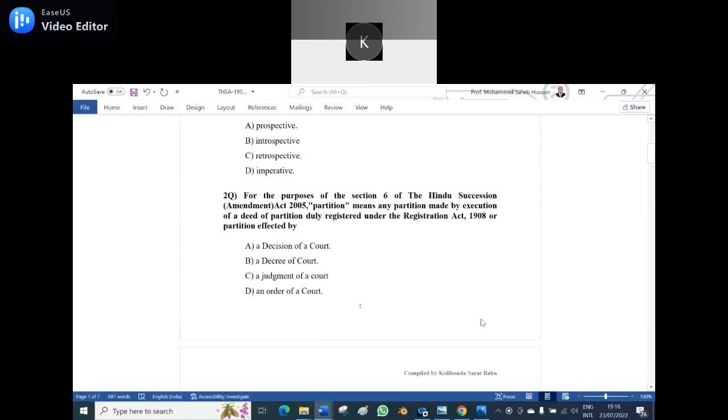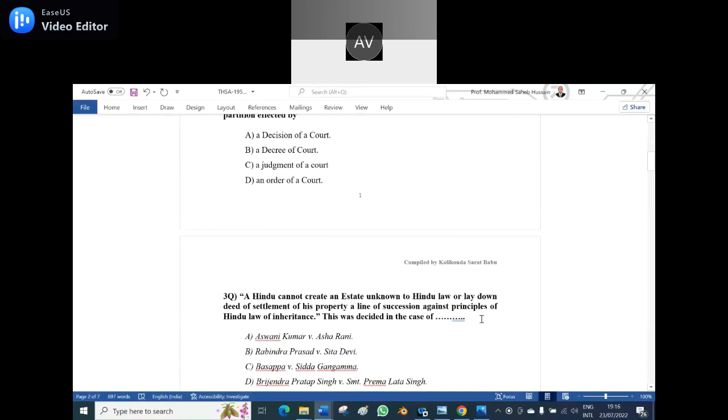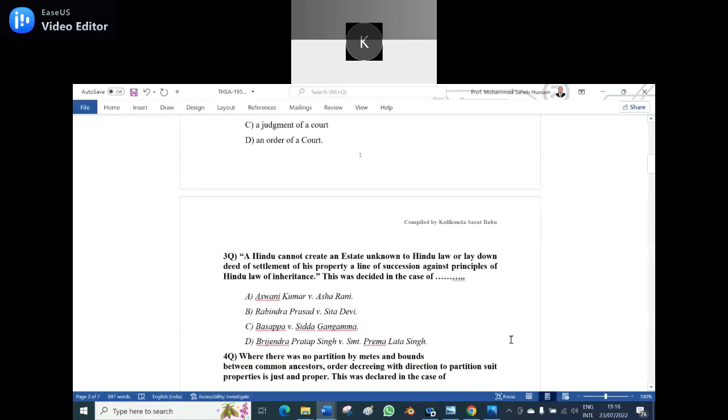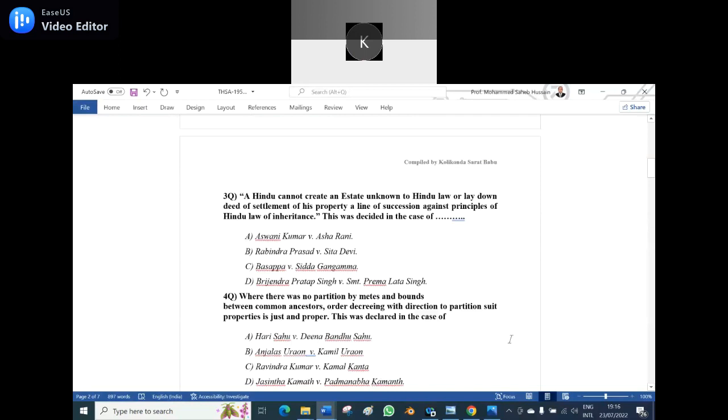Third question: a Hindu cannot create an estate unknown to Hindu law or lay down by deed of settlement of his property a line of succession against principles of Hindu law of inheritance. This was decided in the case of A. Ashwini Kumar versus Shasharani, B. Rabindra Prasad versus Sita Devi, C. Basappa versus Siddhagangamma, D. Brijendra Pratap Singh versus Srimati Premalata Singh. Ashwini Kumar versus Shasharani? Wrong. Option C, Basappa versus Siddhagangamma? That is also wrong. Option D is the correct option, Vijayendra Pratap Singh versus Srimati Premalata Singh.